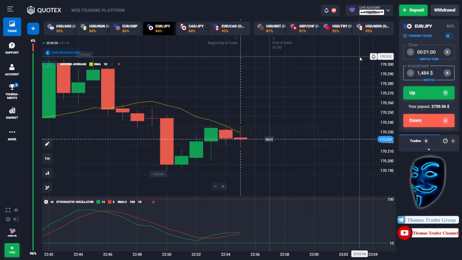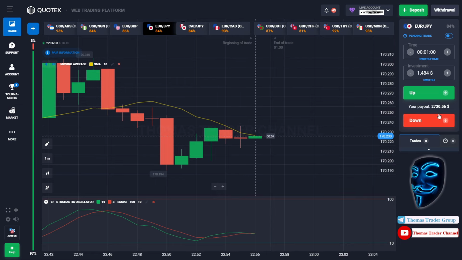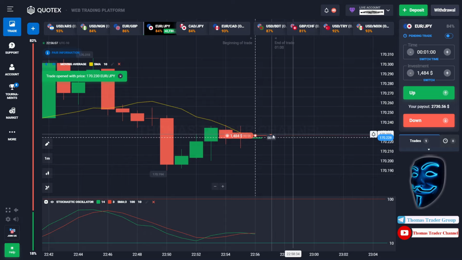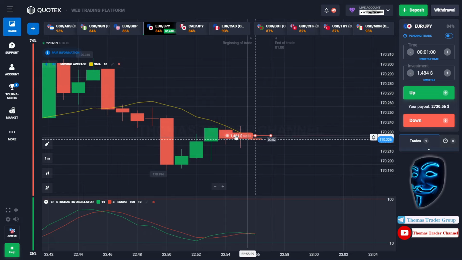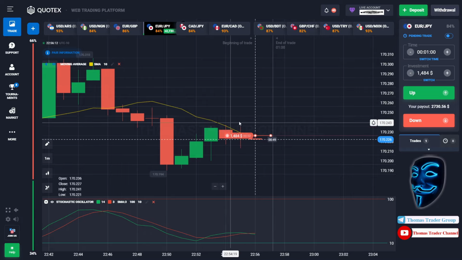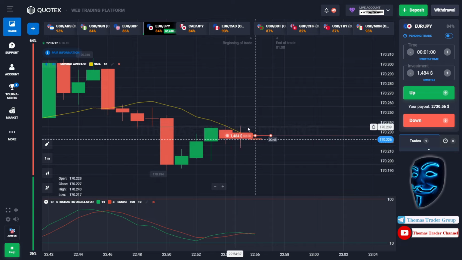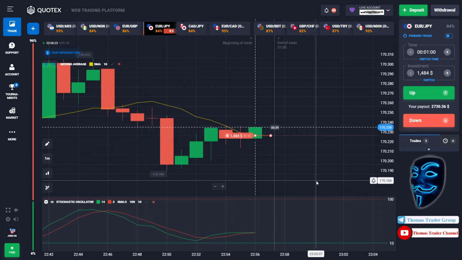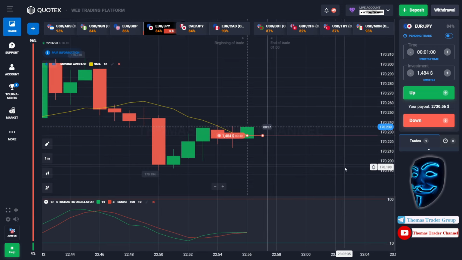And over here we still can open sell for 1 minute. Like what I said before, when the market touches the moving average line, the market will make a rebound and it will continue the bearish trend. Let's profit and let's wait till the end of our trade.